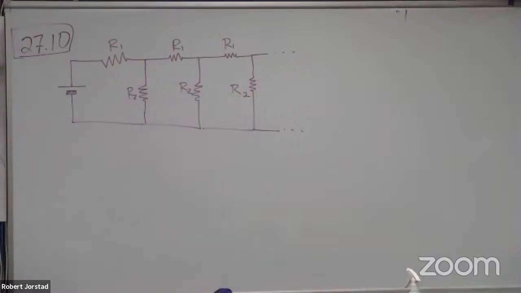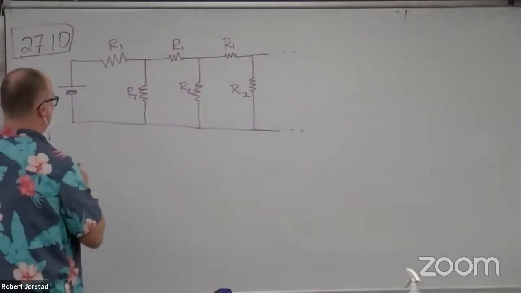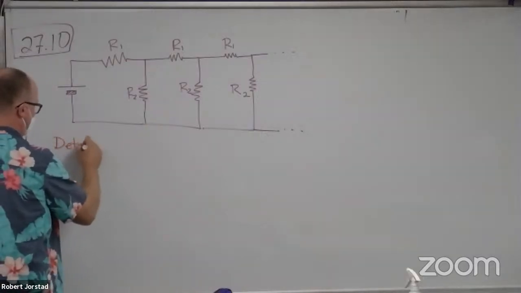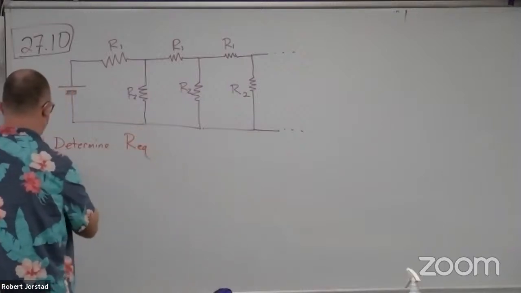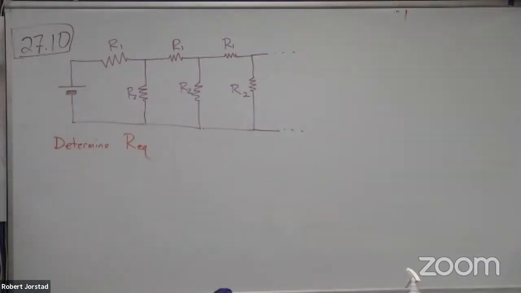What do I want to do here? I want to determine equivalent resistance. So now notice there's two parts here. One is if they both have the same resistance, and the other is if R1 is equal to R and R2 is equal to 2R.